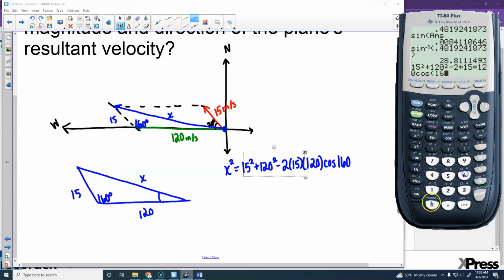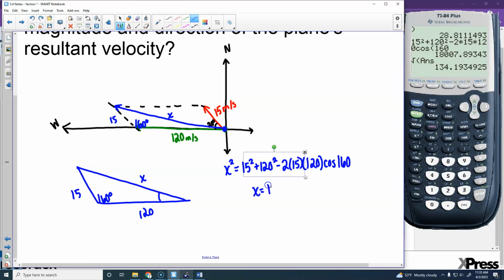And so if we type that in, 15 squared plus 120 squared minus 2 times 15 times 120 cosine 160 is going to give us this number. We are going to square root that number. We're going to get 134.193. So 134.193, that is our speed in meters per second. So the magnitude is the speed on that.